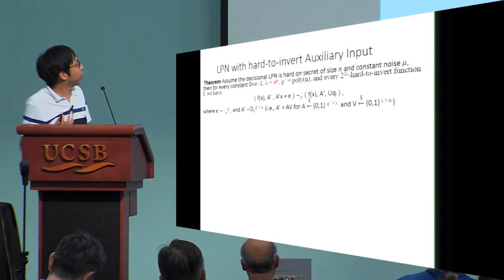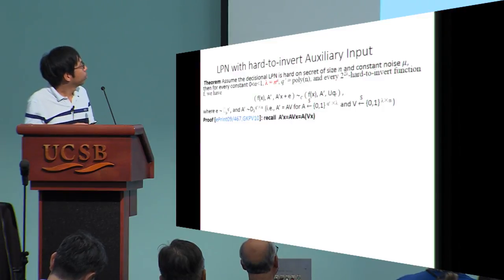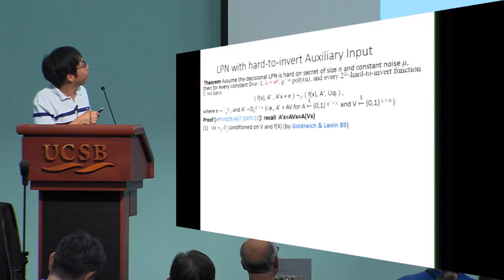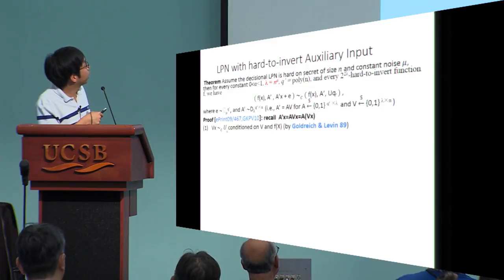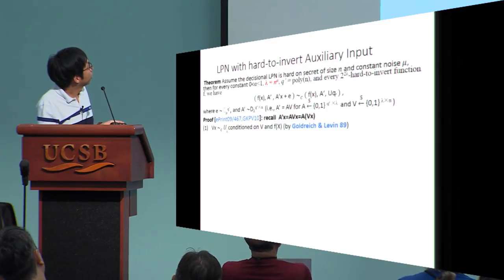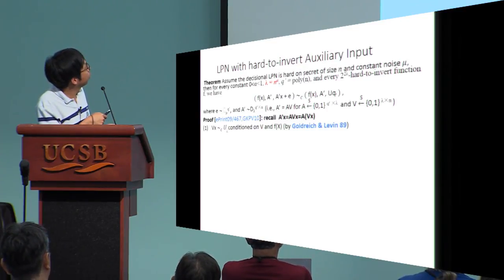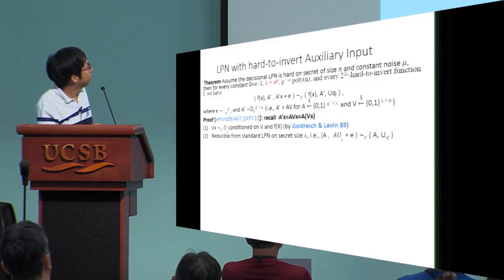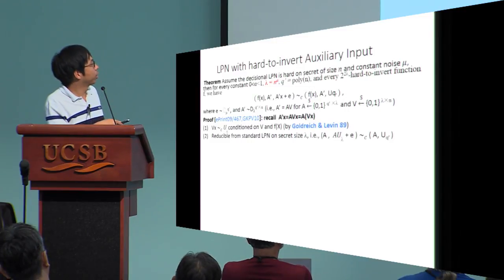Okay, and the proof is very easy, because we can consider Vx. Vx is essentially pseudorandom, because we have two lambda bits of entropy, and we can extract at least lambda bits of it. So Vx will be pseudorandom even given V and the leakage. Then we can replace this Vx with uniform randomness that is independent of F of X. So that's why it reduces to the standard assumption.